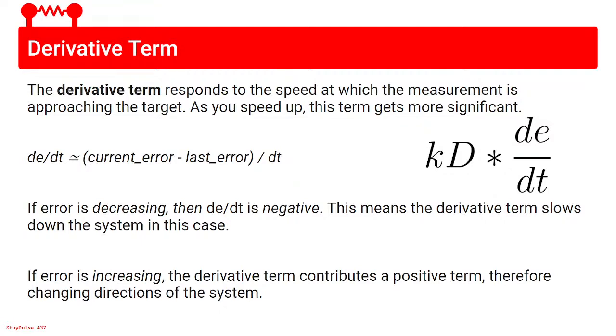It's a change in error. So as your measurement approaches the target, you'll have a negative dE, because your error is decreasing. So your change in error is negative. This means that as you're approaching your target, this term, kd times dE, will slow you down. You can also think of it like if you're coming in hot on a target, a good kd value will slow you down before you just drive right past it.